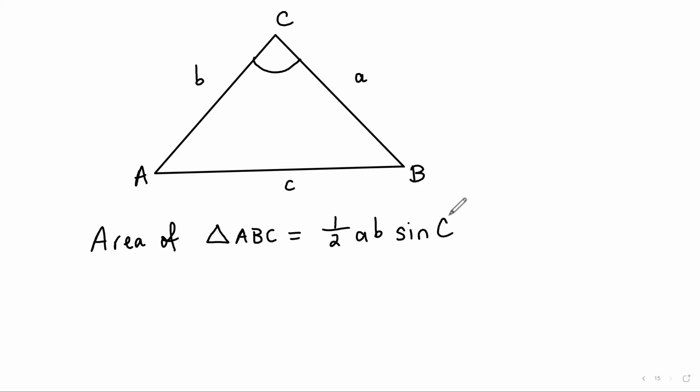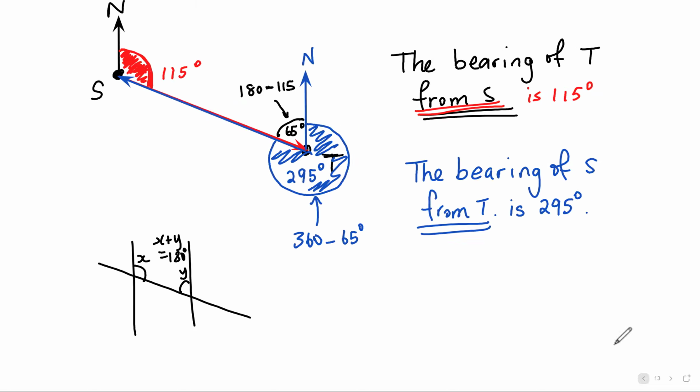So in order to find the area of a triangle, when you do not have the base and the height, you need two sides and an included angle. So kind of like the cosine rule, right? You would need two sides and an included angle, and the formula is half of ab sine C. So it's the same condition as for the cosine rule, right?